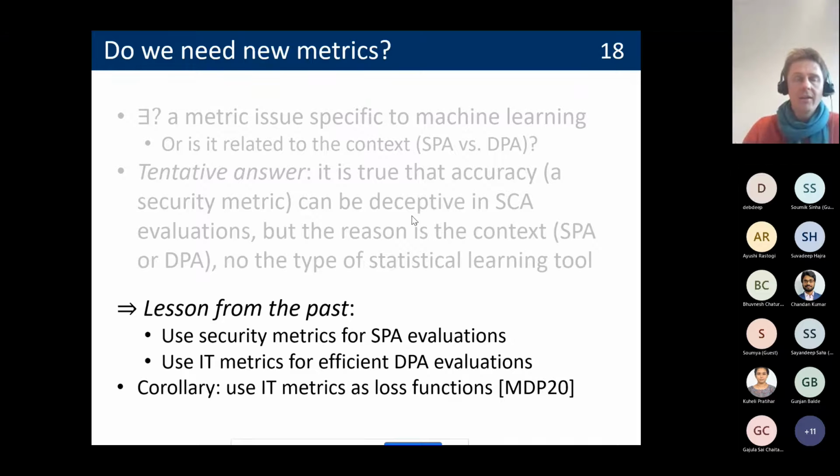To me, it shows that this idea that we should use security metrics for SPA evaluations, when we know the number of traces that we have to attack, and IT metrics for efficient DPA evaluations, where we don't know this number in advance, remains completely true for machine learning, for deep learning, and it's probably true in general. And typically, a corollary, which you can read in a paper by Loïc Masure, Cécile Dumas, and Emmanuel Prouff 2 years ago, is that IT metrics are in general good loss functions if you want to perform DPA. And I think in general, the right loss function should be connected somehow to one or the other kind of IT metric.